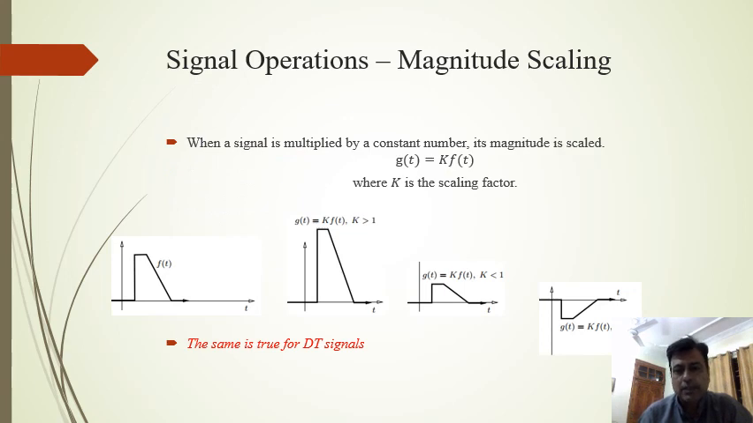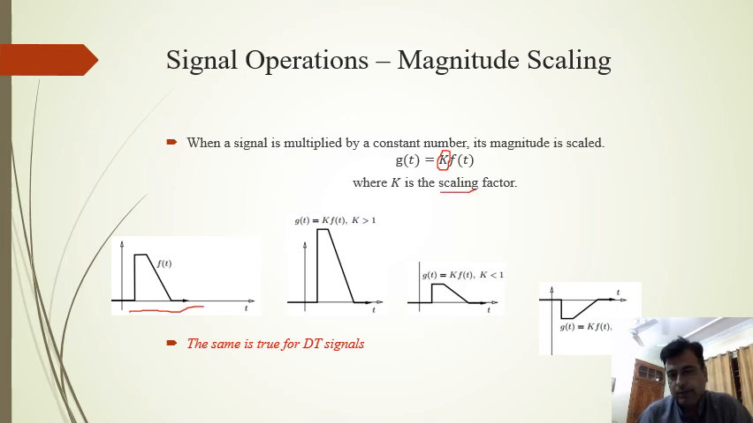Okay, so the first operation which can be performed on a signal is called magnitude scaling. Let's suppose we have a signal, which here we are calling f of t. So this is the signal f of t, a continuous domain signal. For any operation performed on the magnitude of this signal, we multiply the signal f of t by a number k, where k is called the scaling factor.